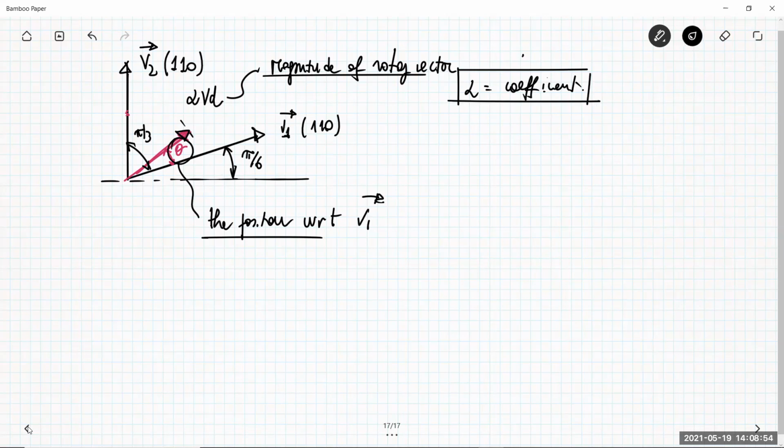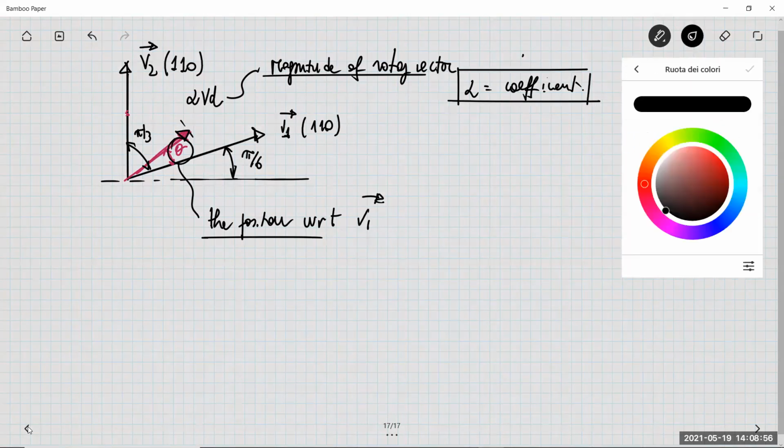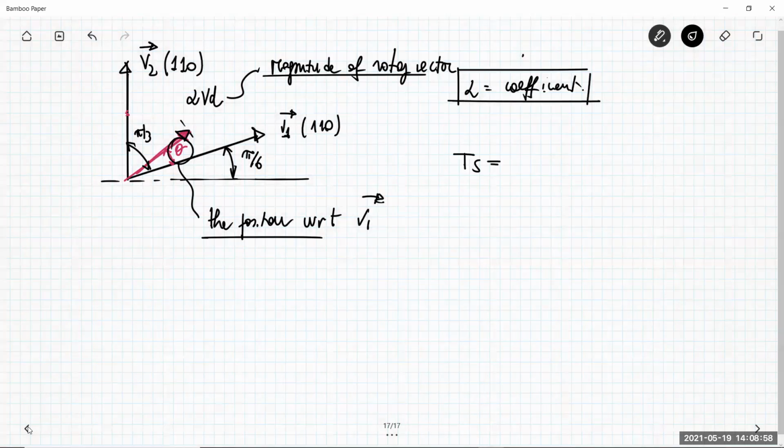Okay, so I know from my previous expression that I have to use a switching period, which is the sum of the time interval T1, in which I applied V1, plus the time interval T2, in which I applied V2, plus both the time intervals T0 and T7, in which I applied the 2 null vectors, V0 and V7.